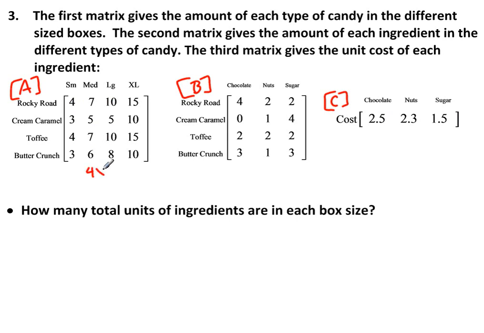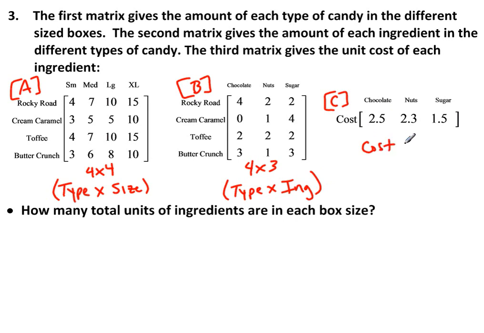Before I do anything in my calculator, I want to start to label these. This is a 4 by 4 matrix, which is a pretty large one. This is, if we read up there, the type of candy by the size of the box. So that's the labels I'm going to use. My next matrix is a 4 by 3, which again, is the type of candy by the ingredient. I'm just going to abbreviate that. And the last one is the cost of the ingredient by the actual ingredient. Again, I'm just going to abbreviate that.